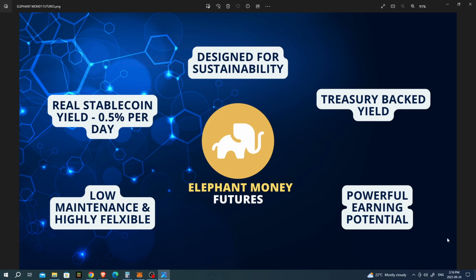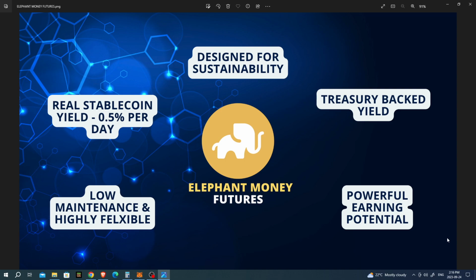So what are futures? Well, it's a real kind of stablecoin yield of 0.5% per day, and there are some caveats around that which we'll get into. We'll cover some of the pieces on the futures. Please stick with me. We'll get into the analytics, and then we'll also get into a calculator at the end. So stick around for the end of the video to cover all this. I'll try and keep it under 10 minutes and hopefully under 7 to 8 minutes.